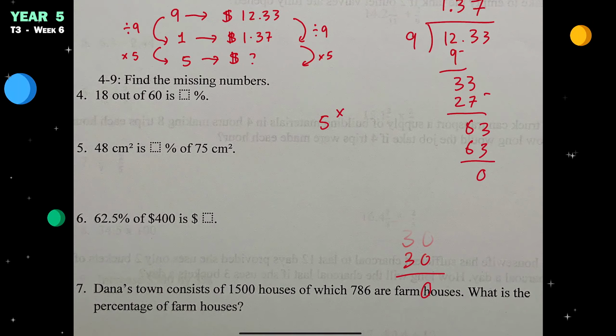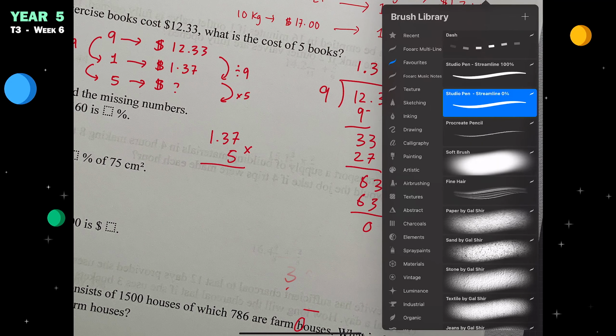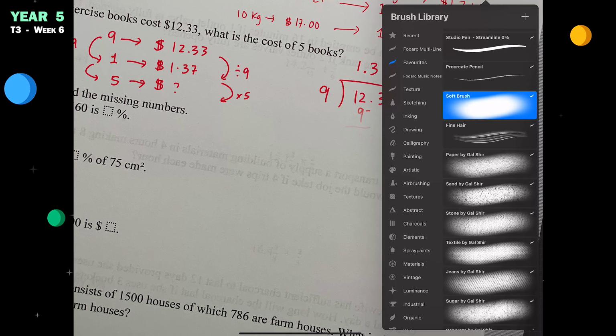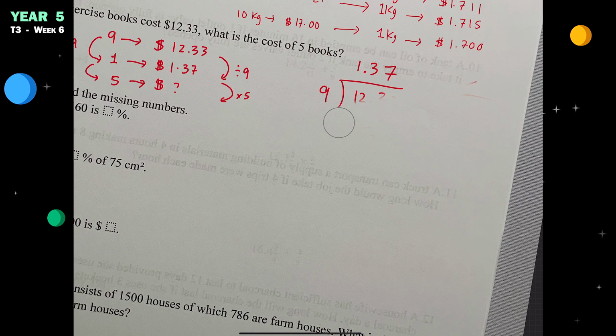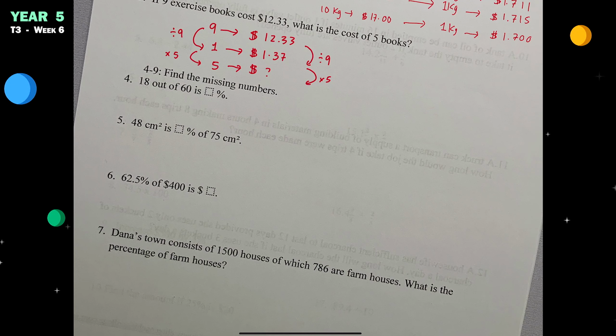5 times $1.37. Actually, you know what? I think you guys can do that by yourself, right? Not that hard. I'll leave that to you to do. Let's rub this out. Okay. So yeah, for this question, just do 5 times $1.37. You can work it out and get the answer there.